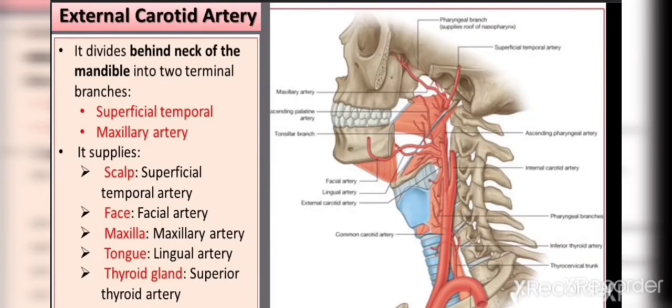Then coming to the external carotid artery, it divides behind the neck of the mandible into two terminal branches. Here we can see behind the neck of the mandible, this is the terminal part of the external carotid artery, where it is dividing into a vertical branch, the superficial temporal artery, and a horizontal branch known as the maxillary artery. These branches supply the scalp, face, maxilla, tongue, and thyroid gland.